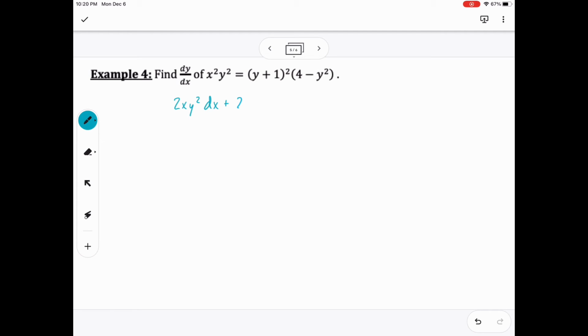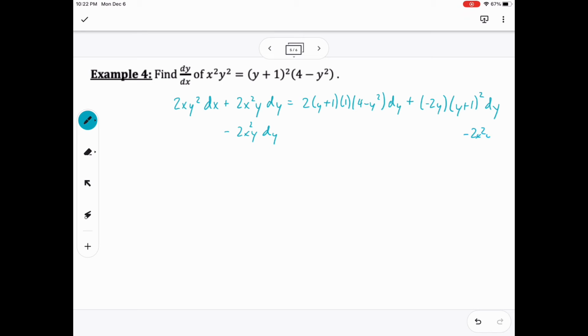Okay, here there's a lot more going on. So I have product rule with the x squared times y squared. So that's how I got the first part. And then here I also have product rule, but then there's also some chain rule in there because y plus 1 is inside of a square. So taking the derivative there, 1, and then it's all with respect to y. Now notice the right side is all y's.